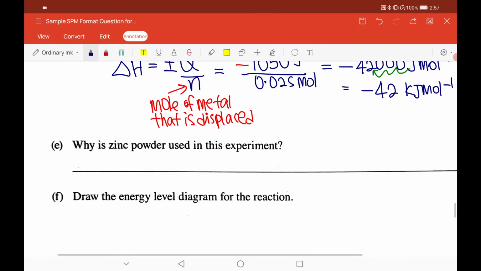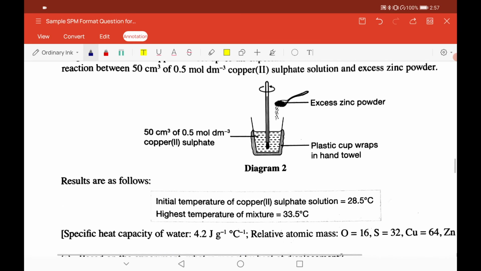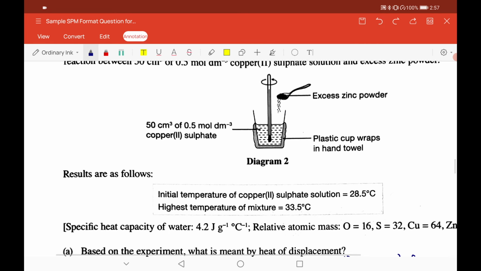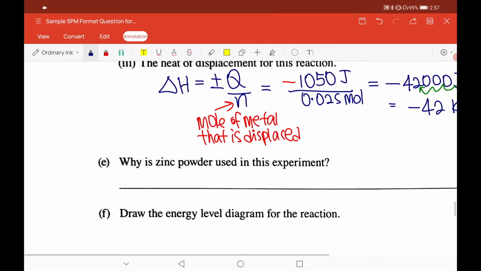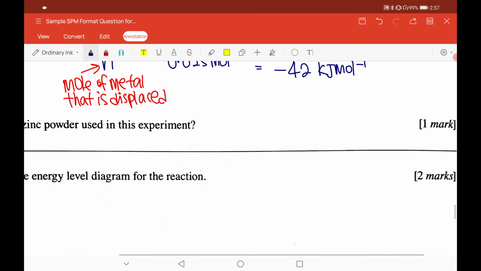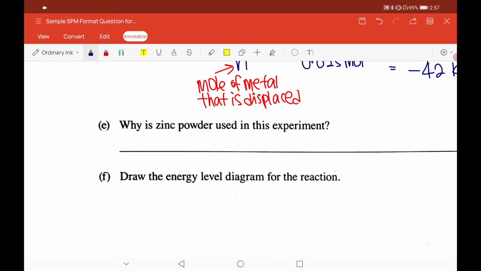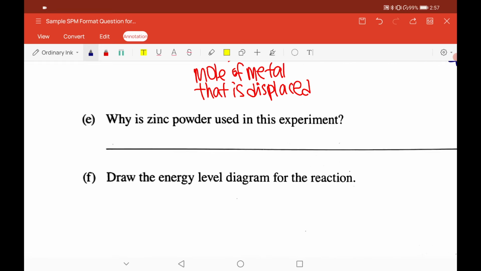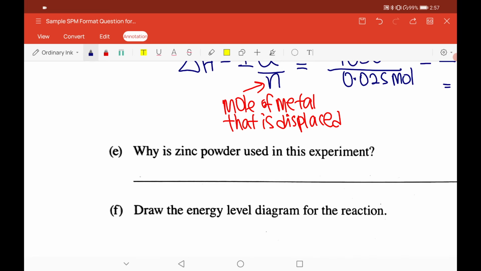Now the next one: why do we use zinc powder in this experiment? Why don't we use a big piece of zinc like this? Why don't you use bigger pieces? We learn this in your Form 4, Chapter 7, rate of reaction. We learned that powder has a faster reaction. So we use the zinc powder in order to speed up the reaction.